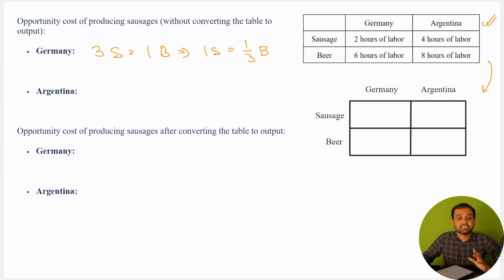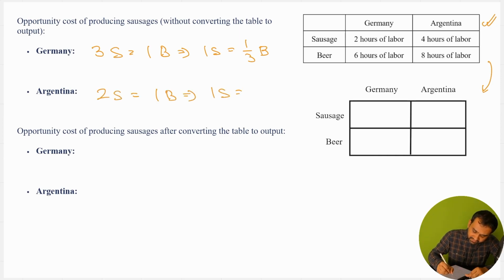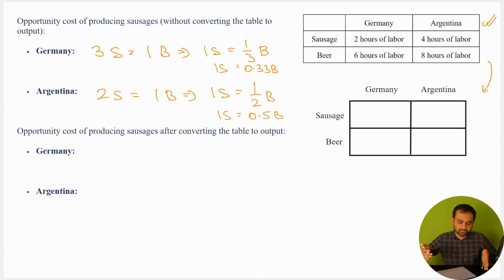On the other hand, for Argentina, it can produce 1 unit of sausage in 4 hours, whereas it requires 8 hours to produce 1 unit of beer. So if you think about 8 hours, it produces 1 beer or 2 sausages. So it would be 2 sausages equals to 1 beer, gives you 1 sausage equals to half beer. So as you can see, 1/3 beer is a smaller number than half a beer. If you're confused about that, remember 1/3 is 0.33, whereas 1/2 beer is 0.5. So therefore, in our calculation, we see that Germany has comparative advantage in sausage production.